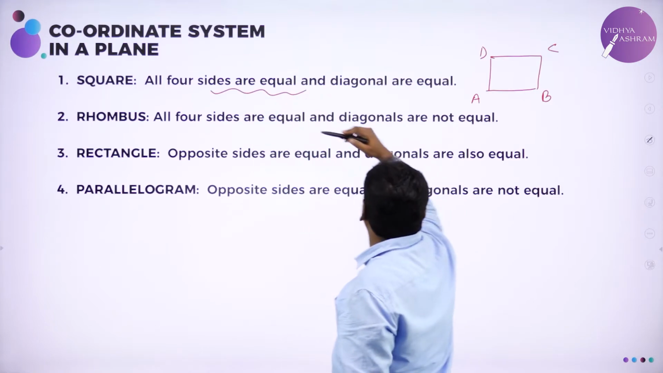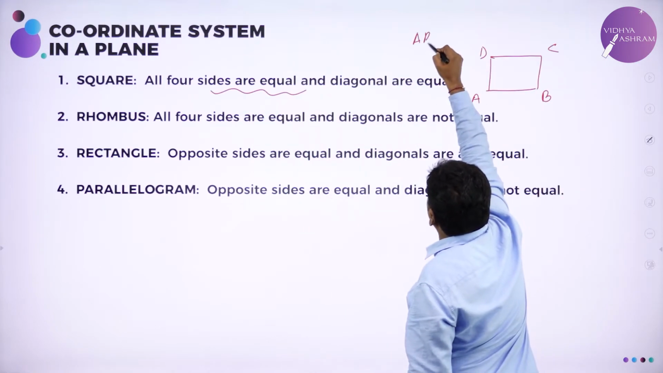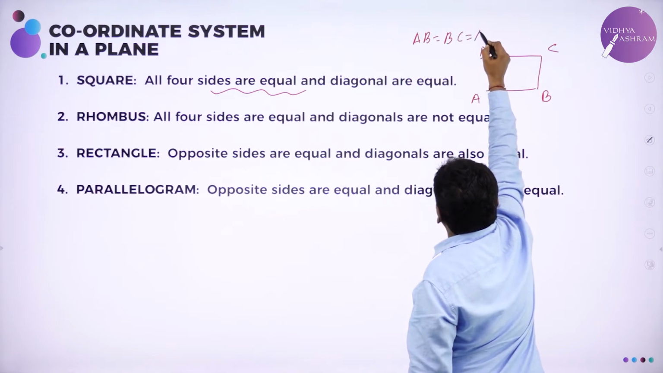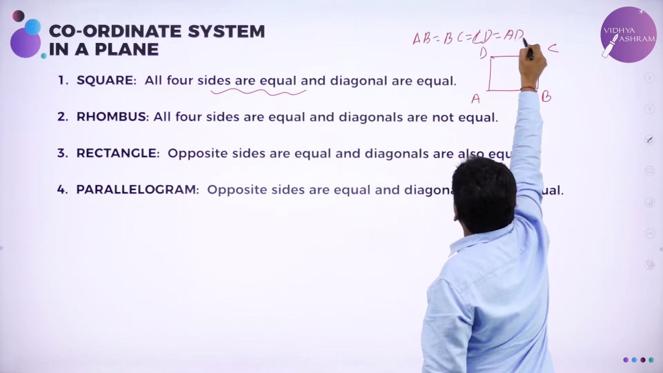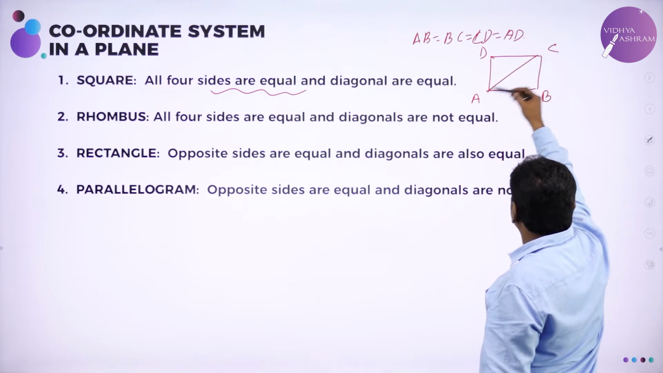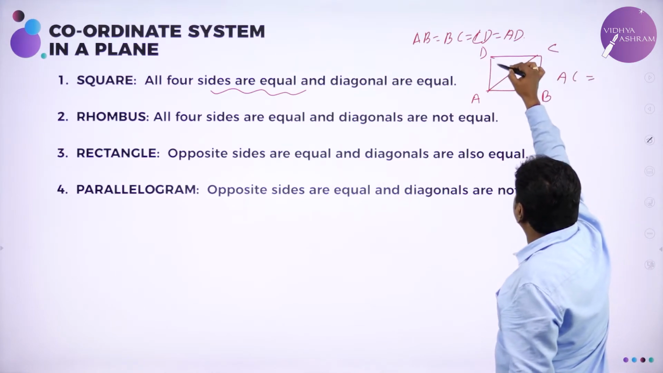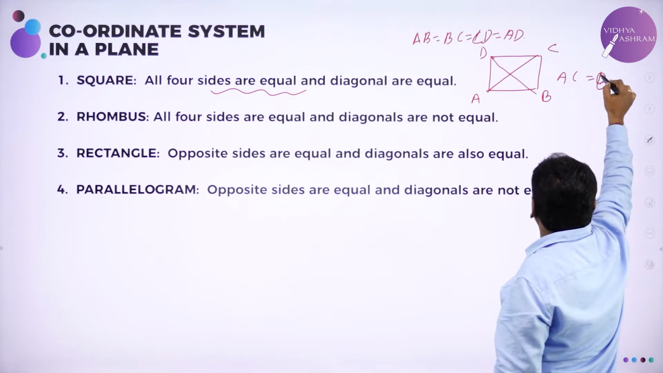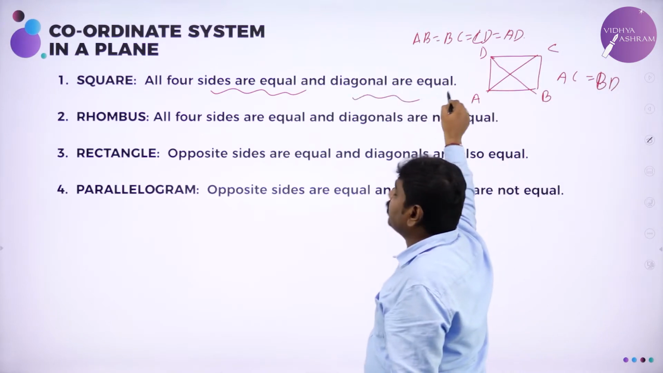And what is the speciality of a square? All 4 sides are equal. Here AB should be equal to BC, equal to CD, equal to AD. And not only that, the diagonals also should be equal. AC is one diagonal and BD is the other diagonal. Diagonals also should be equal. Then I call it a square. So square means what?